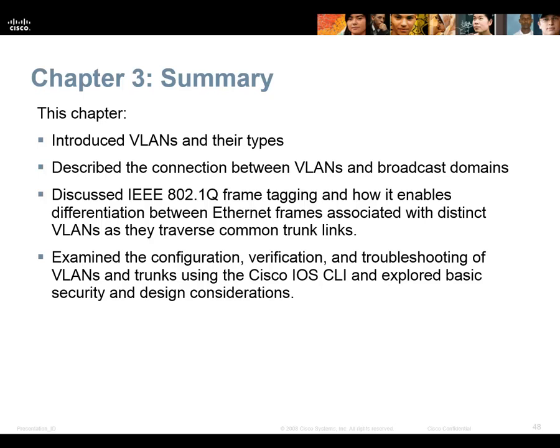So, quick summary of Chapter 3. We talked about VLANs and their types. We talked about VLAN and broadcast domains. We talked about the Q tagging. And we looked at how these are configured on Cisco.